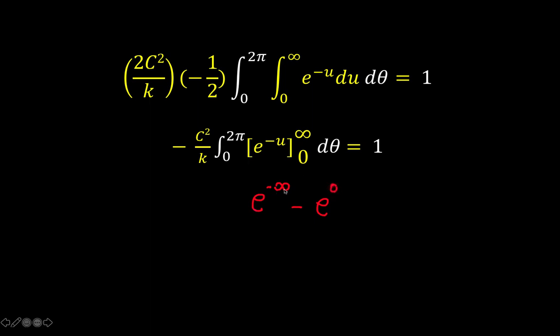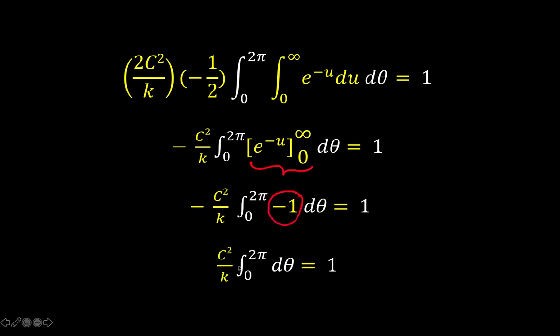But e raised to negative infinity is approaching 0, and any number raised to 0 is 1. So what we have is 0 minus 1 equals negative 1. And therefore, we can now replace this part by this negative 1. All the rest are just copied. And then we can put this outside. So negative 1 times this negative becomes positive.